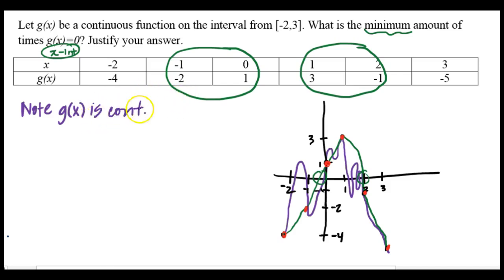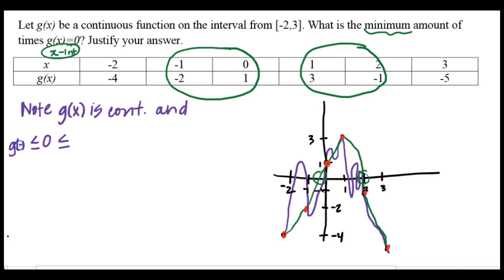So what we want to say is note g of x is continuous, and we're trying to show g of x equals 0, and 0 is between -2 and 1. So again, I don't want to actually write that. I don't want to put -2 is less than 0 is less than 1. So what I do want to write is using function notation. So instead of -2, well, that is g of -1.